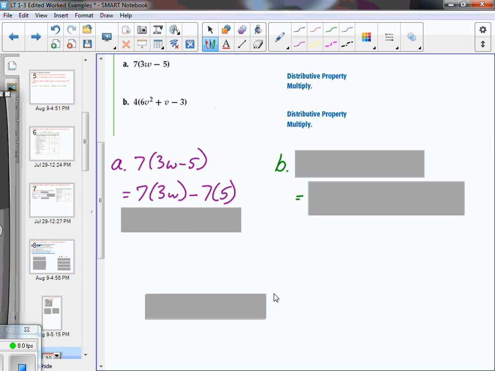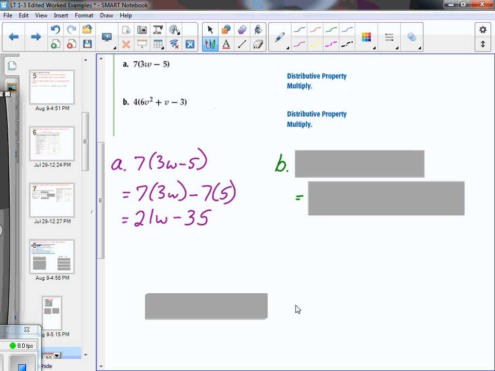Now do the multiplication. We always do multiplication before we do subtraction, right? Do the multiplication. 7 times 3W. Well, 7 times 3 is 21, so that's 21W. Copy down the minus sign. 7 times 5 is 35. And remember, like terms, we're going to talk about those again in a minute, but those are unlike terms, so we can't do anything else to that. We're done.